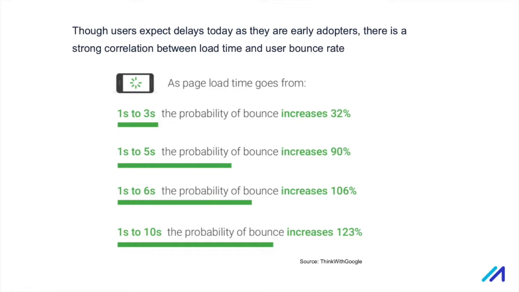These delays have implications. Users are fine with such delays today as they consider themselves early adopters. But these might not work as more retail users who are accustomed to Web 2 try these services. As you can see here, page load times have a strong correlation with bounce rates. If the load time increases from 1 second to 10 seconds, then the probability of user bounce increases by about 123%, which is very high.